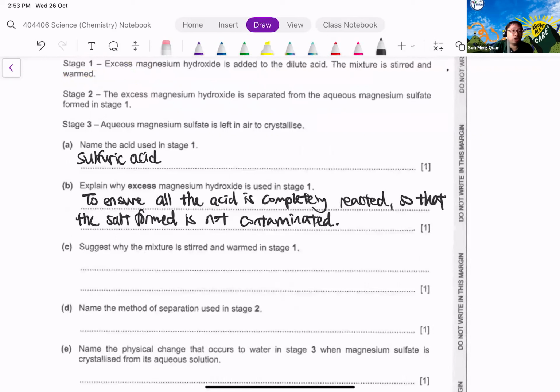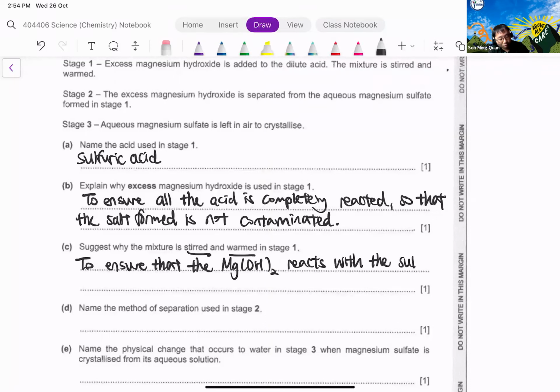Next, explain why the mixture is stirred and warmed. Now, this is quite commonsensical. Why would you stir something or warm something? It is to ensure that the magnesium hydroxide, the base in this case, reacts with the sulfuric acid more quickly. It is about speed of reaction. It is to increase the speed of reaction, ensuring that the base reacts with the acid more quickly. Okay, so up to this stage, I think it should be quite okay.